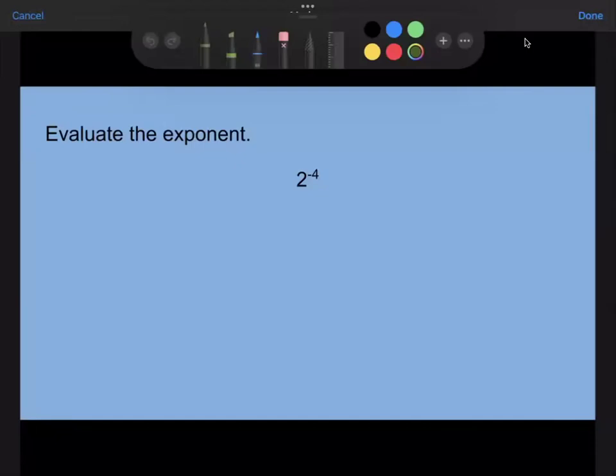Okay, here's our next one. We're going to evaluate 2 to the negative fourth power. Again, I'm going to rewrite that over here just to give myself some more room. I have to turn it into a fraction, so I'm going to do that by putting it over 1. And then because I have a negative exponent I want to get rid of, I'm going to flip it into its reciprocal. So I'm going to make it 1 over 2 to the positive fourth power. When I do that, that negative sign disappears. Now my next step is to figure out what 2 to the fourth power is.